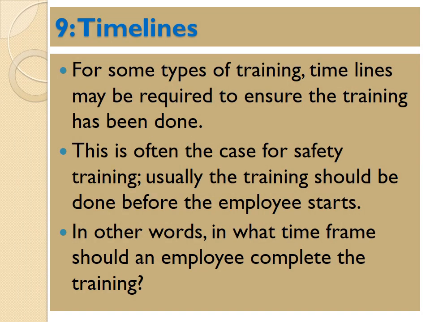Then in the training and development procedure, the ninth point is timeline. For some types of training, timelines may be required to ensure the training has been done. This is often the case for safety training. Usually, the training should be done before the employee starts. In other words, in what time frame should an employee complete the training? A timeline can serve as a useful guideline for getting an employee training plan accomplished.